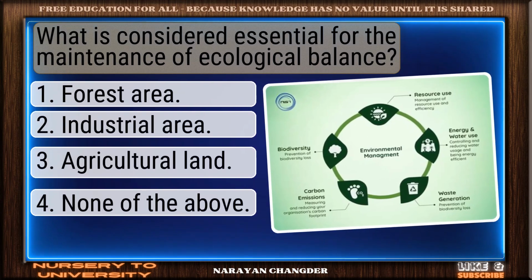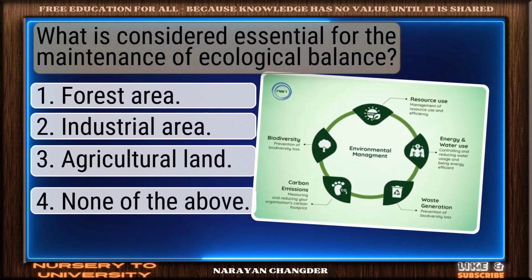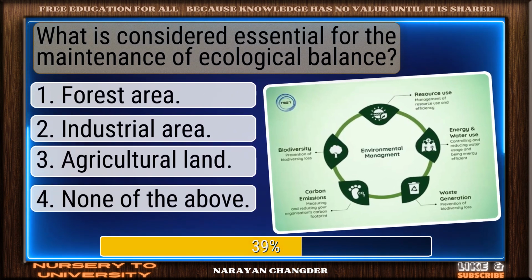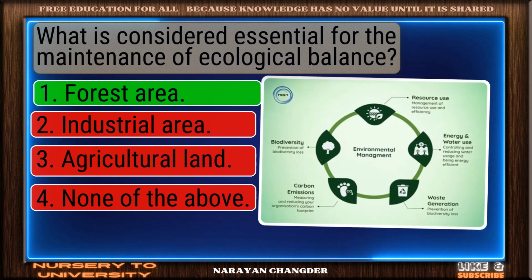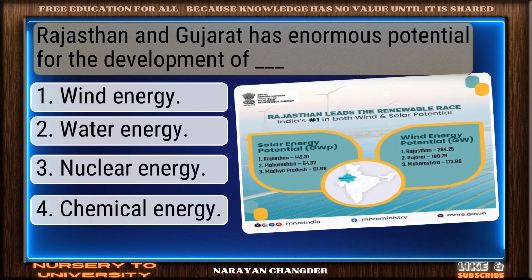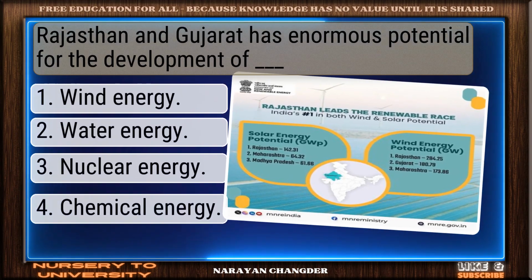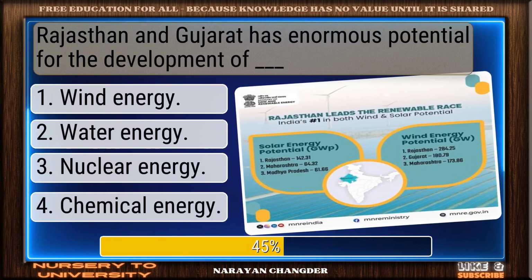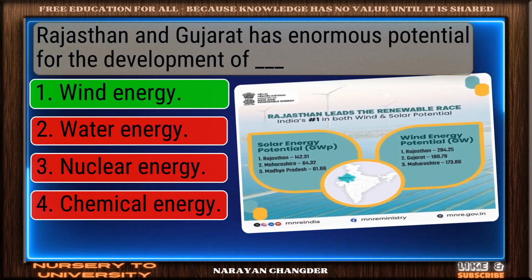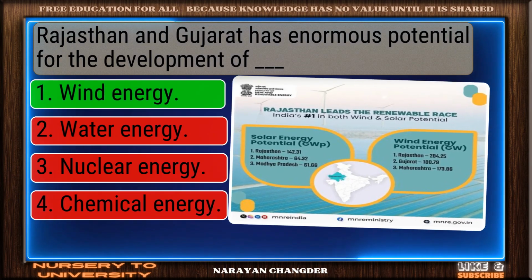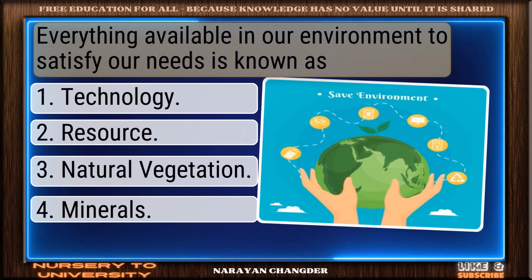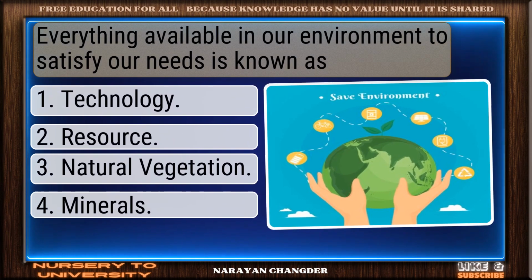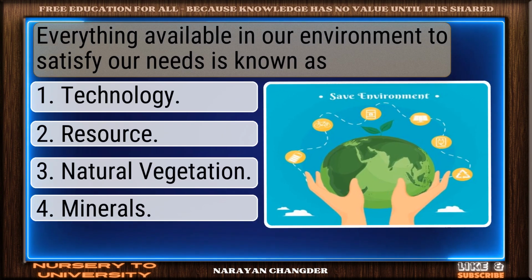What is considered essential for the maintenance of ecological balance? Nicely done. Forest area is solid. Rajasthan and Gujarat has enormous potential for the development of dash. On track. Wind energy is correct. Everything available in our environment to satisfy our needs is known as.